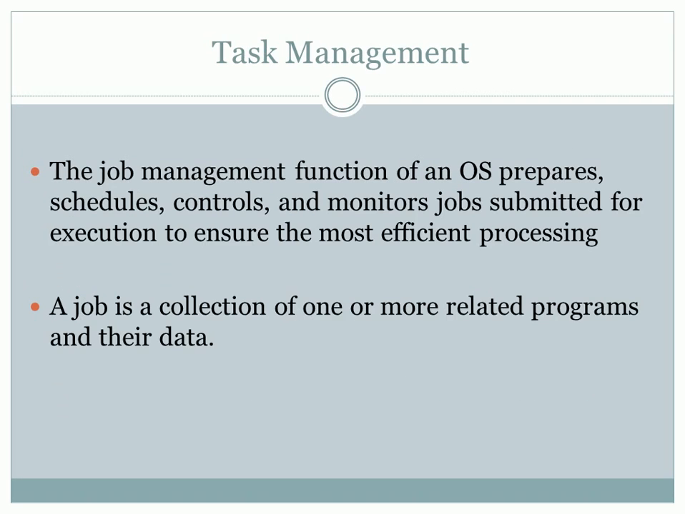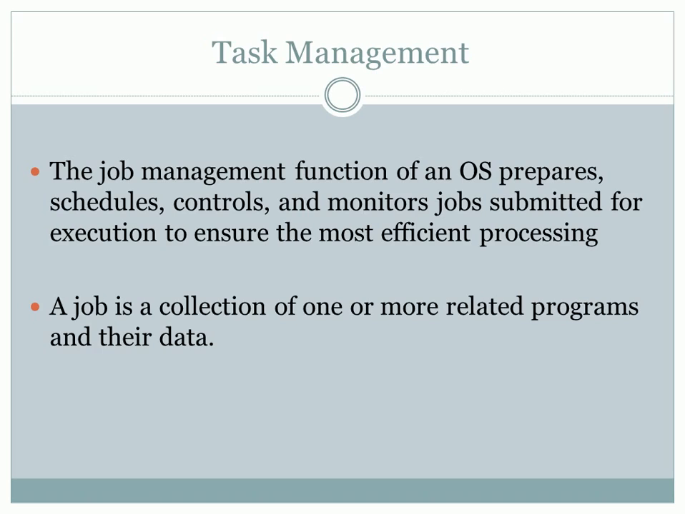The next one is task management. The job management function of the OS prepares, schedules, controls, and monitors jobs submitted for execution to ensure the most efficient processing. It is a process of managing a task through a life cycle. There are different types of states involved in the operating system. A job is a collection of one or more related programs and their data, and these multiple jobs are nothing but small portions of the task which is being executed by the operating system.